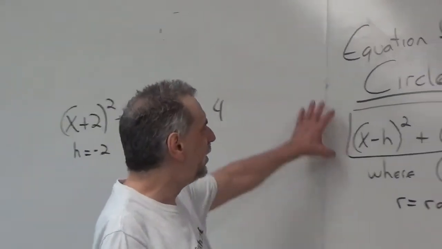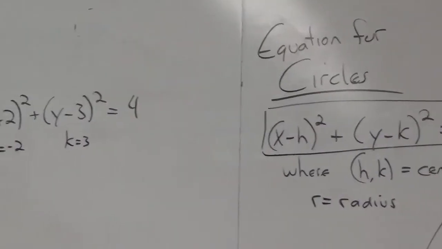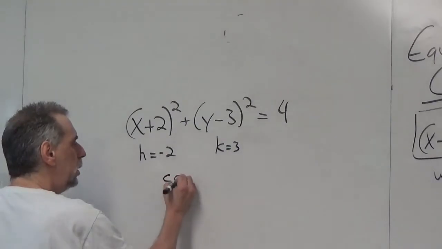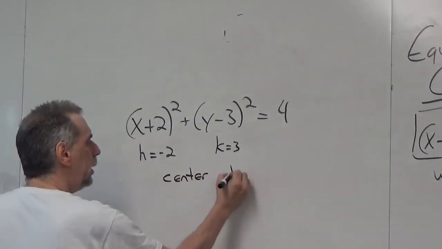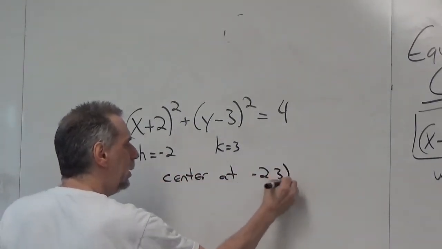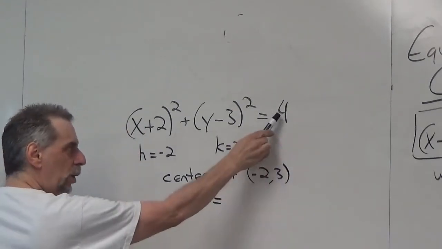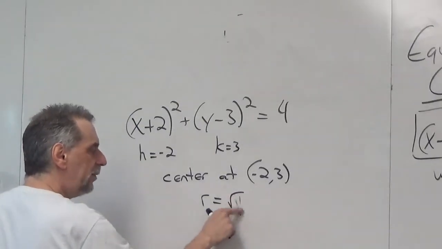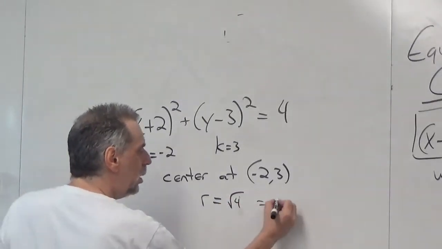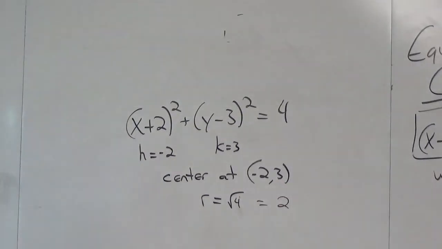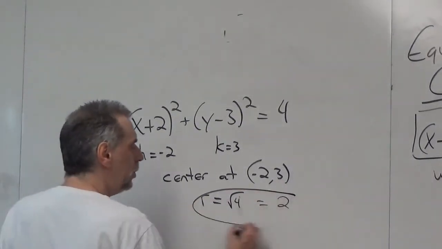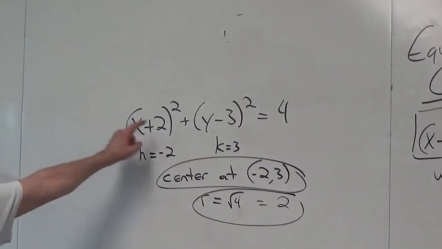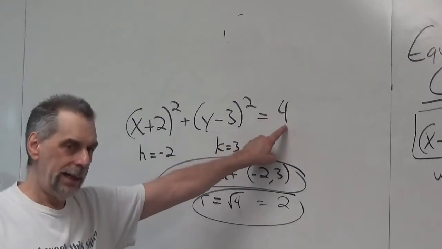So sometimes you'll be given this equation like this and asked to come up with the center and the radius. So in this case, we just found the center. The center is at the point negative 2, 3. And the radius is the square root of this number. And again, we're just looking at the positive since we're talking about distances and measurements. So our radius is 2. Okay, so that's pretty easy, right? When you're given the equation, all you got to do is pick out the h, the k, and the r squared, or the r.